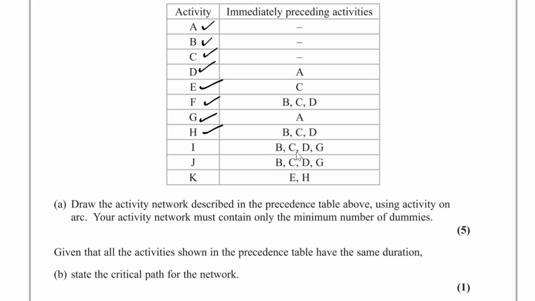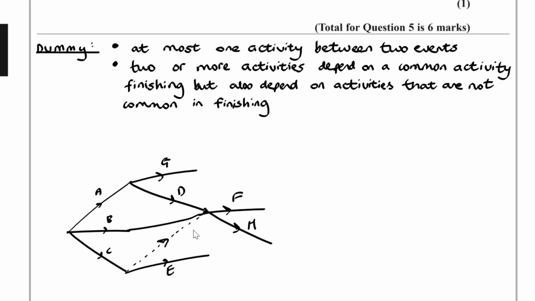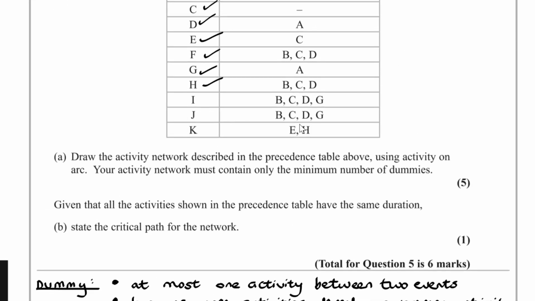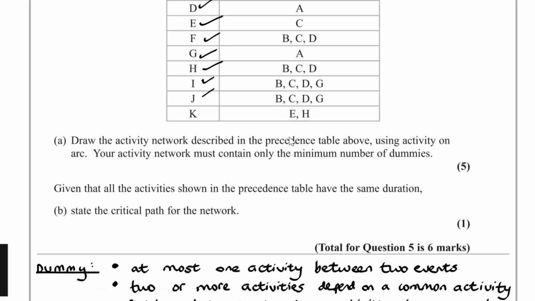Now if you look at I, that depends on B, C, D and G finishing. So we've got B, C, D finishing, and we've also got G finishing as well. So what activity was that again? That was I. So we have to have a dummy here and then I coming out like so. Okay, and remember we require a dummy because we can have at most only one activity between two events, and we see that we have two or more activities which have a common activity finishing but also depend on activities that are not common in finishing. So that's I done, and then we've got J done as well, like that.